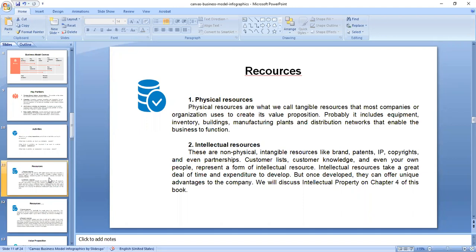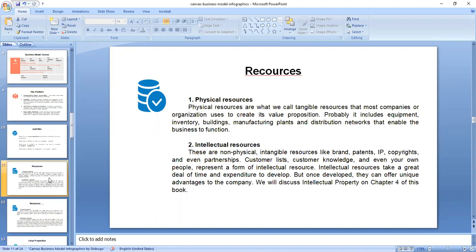The patent behind that particular model of car, the patent behind that particular model of the cell phone, the patent behind that particular electronic car or solar car or whatever it is, that's your intangible resource. The intellectual property, the IP, the copyrights, and even the partnerships. So partnerships are also considered as your resources as well. So customer list, customer knowledge, and even your own people, the people in the company represent a form of intellectual resource. So I gave an example of Google.